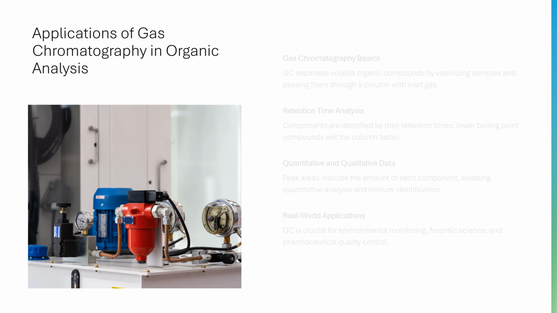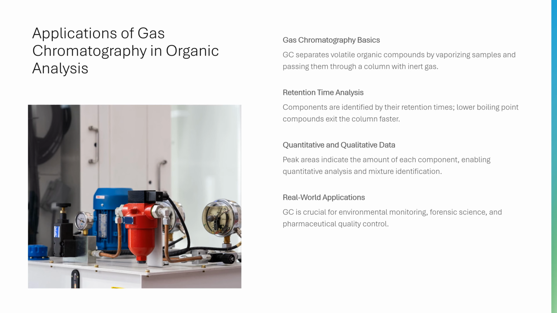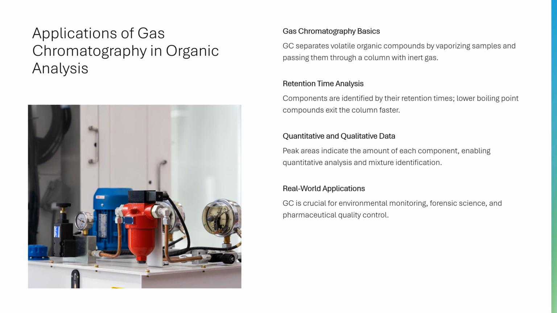Gas chromatography, GC, is a powerful analytical technique used to separate and analyze volatile organic compounds. In GC, a small sample is vaporized and carried through a long column by an inert gas such as helium. The column contains a stationary phase that interacts differently with each component. Compounds with lower boiling points or weaker interactions travel faster and reach the detector sooner, producing peaks at shorter retention times.